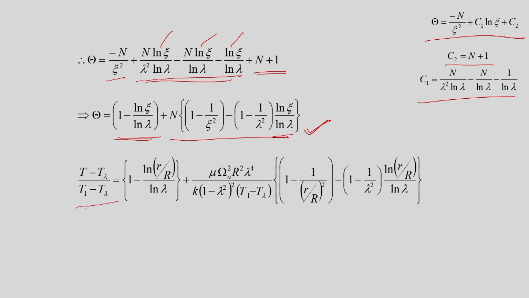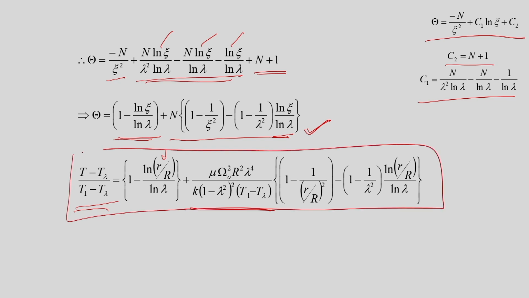So, now we replace theta equals (T minus T lambda) divided by (T1 minus T lambda), and xi is nothing but small r by capital R, and substitute here. And n is nothing but this parameter: mu omega naught square R square lambda power 4 by k (1 minus lambda square) whole square into (T1 minus T lambda). So, when we substitute all these things, you have this temperature distribution.